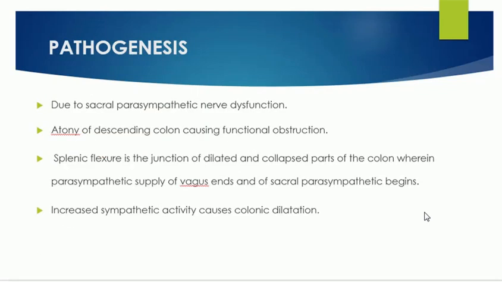Now, pathogenesis: how does this develop? This is due to sacral parasympathetic nerve dysfunction, with loss of parasympathetic outflow from the sacral nerves, causing atonia of the descending colon and functional obstruction. The splenic flexure is the junction of dilated and collapsed parts of the colon, because this is the site where the parasympathetic supply of the vagus ends and the sacral parasympathetic outflow starts. That's why this is the area where the distended colon ends, and the collapse is distal to the splenic flexure.